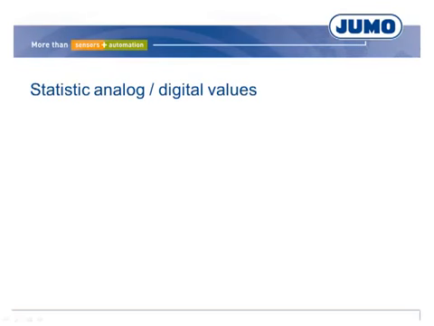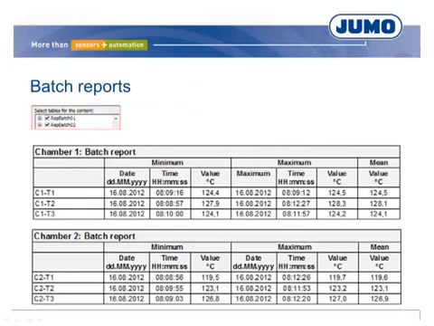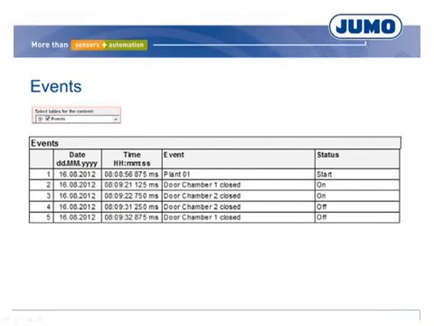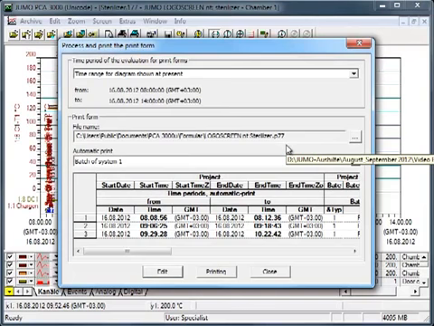Besides the diagram for each group of the batch, the printout based on the form file default JUMO LogoScreenNT batch includes the statistic of analog and digital values, the batch reports, and the events. The sequence for the entries in the event list can be chosen. It is possible to deselect several tables for minimizing the printout. The deselection can be done as follows.